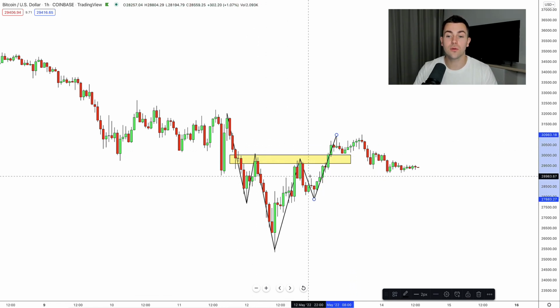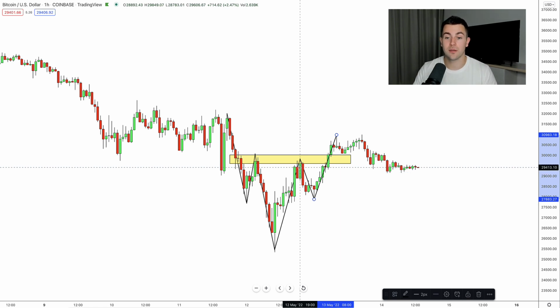So here you can see that we have a classic inverted head and shoulders pattern. And as we know, it is a very powerful reversal pattern. Yes, and its neckline breakout quite often is a very important bullish signal.